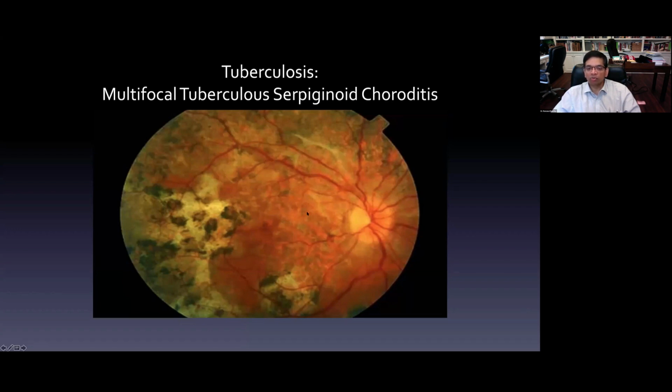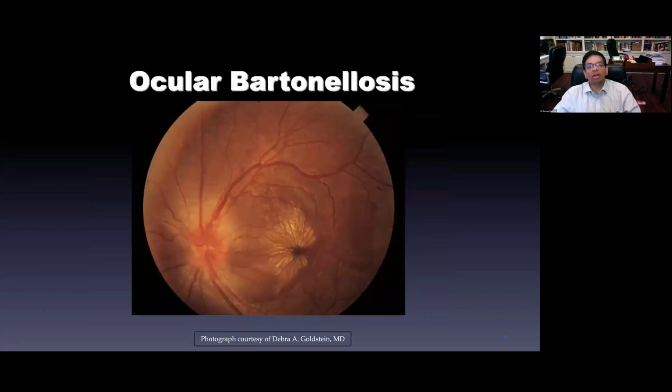So this is a multifocal inflammatory disease caused by TB. This is a very advanced disease. This patient has almost completely wiped out their macula. So anybody who presents with serpiginoid lesions and inflammation in the vitreous, you should do an evaluation for TB. This can be a manifestation of extrapulmonary TB.